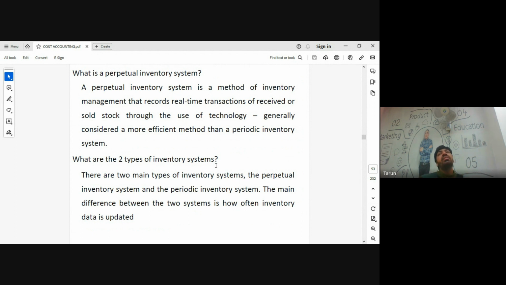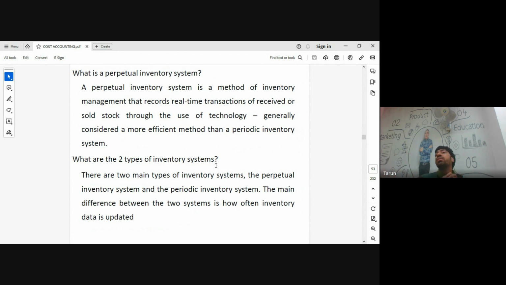Periodic inventory system is a very traditional method, a very manual accounting system of recording the issues of materials, whether it's related to purchasing, receiving of materials, or any sale of stocks. So that is the periodic. According to the time periods, they will record, but through the manual process.